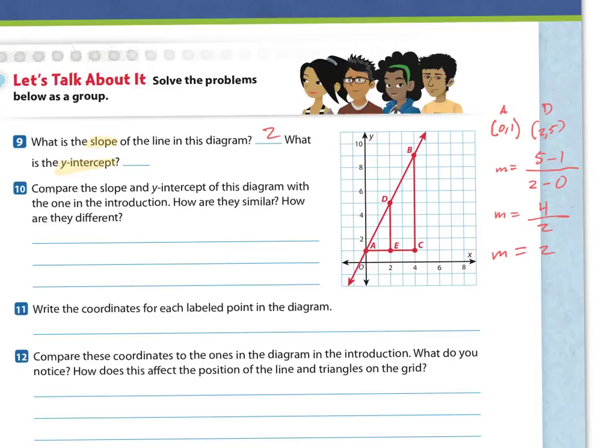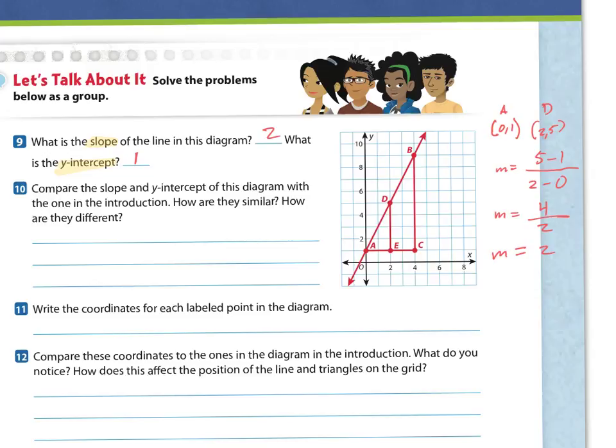Mia, what is the y-intercept? The y-intercept is 1. Okay, exactly. We have the point right here, A, that intercepts at 1. So we're going to put the y-intercept is at 1. Compare the slope and y-intercept of the diagram with the one in the introduction. How are they similar? How are they different?